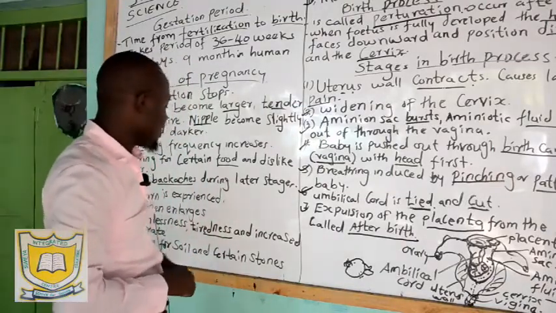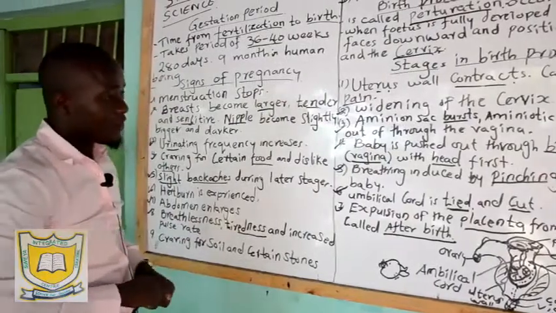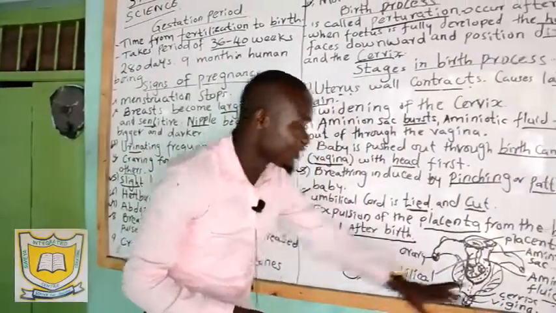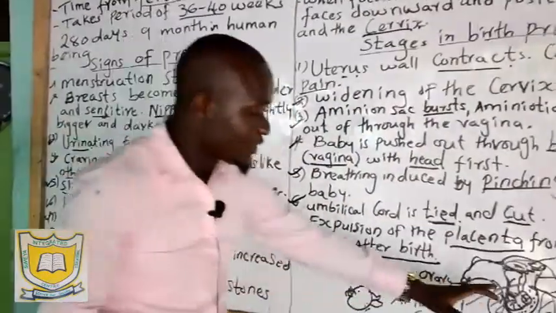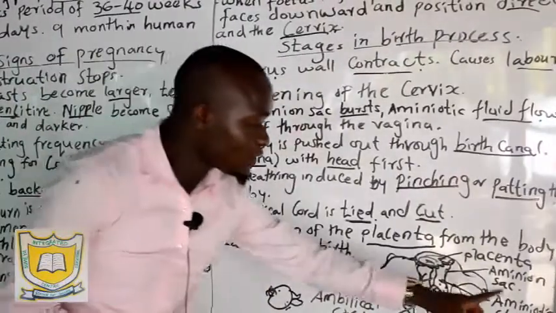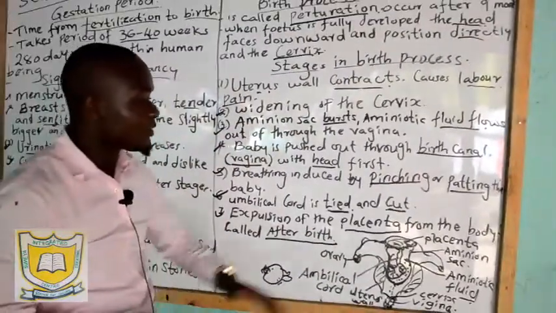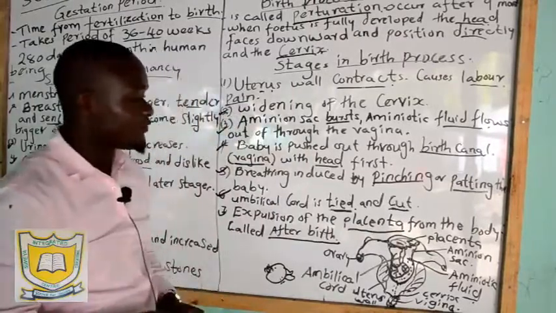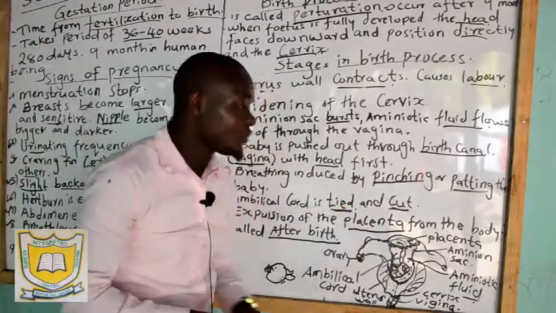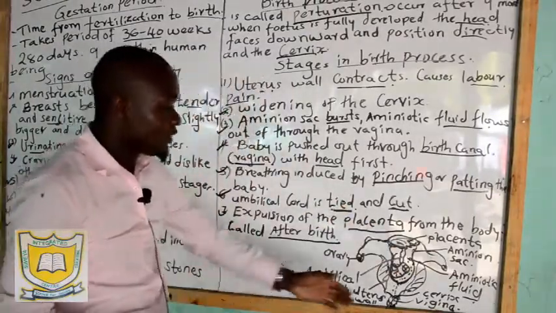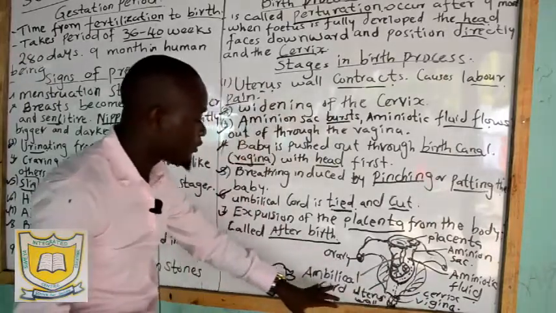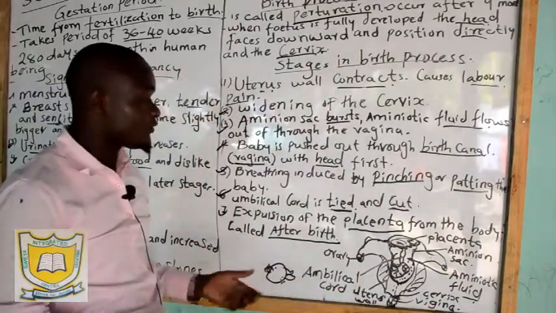Now, questions that are mostly asked on this topic. Number 1 is all about the fetus. Number 2, the amniotic fluid, the function of the amniotic fluid. Number 3, the placenta, that is the function of the placenta. Number 4, the amniotic sac. Why a sac? Then number 5, the umbilical cord. What is the function of the umbilical cord?